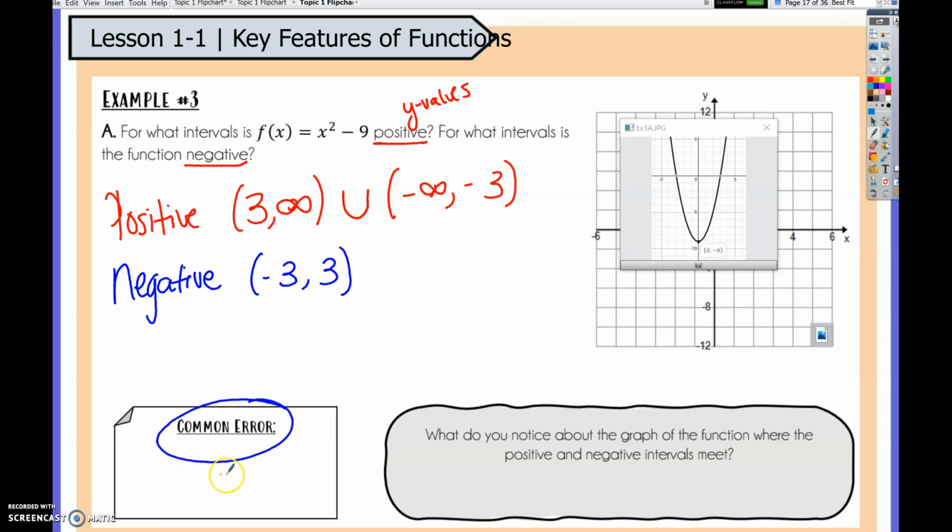So we don't include that in any of our solutions. That's where this common error comes in. We would never include the zeros as positive or negative.